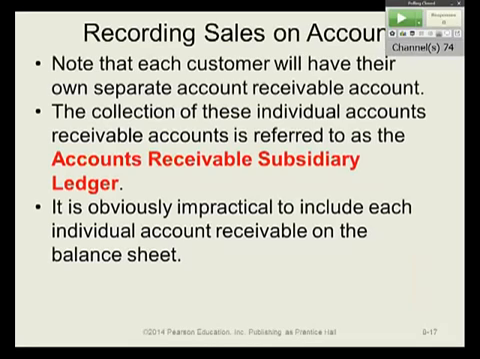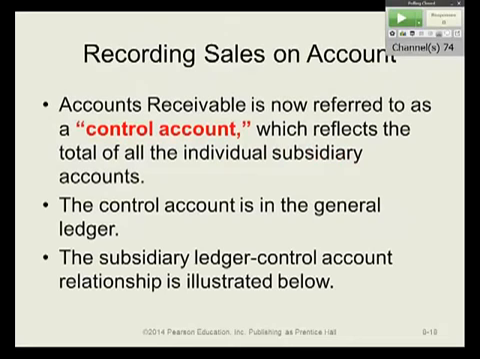Those individual accounts will be in what is known as an accounts receivable subsidiary ledger. And obviously it's impractical to have thousands of receivables on our balance sheet, so we condense those subsidiary accounts into the general ledger account. So now we have two different ledgers. We've got a subsidiary ledger and we have the general ledger. When you look at the general ledger now, accounts receivable in the general ledger is known as the control account. So the general ledger account is known as the control account, and the individual accounts are in the subsidiary ledger.